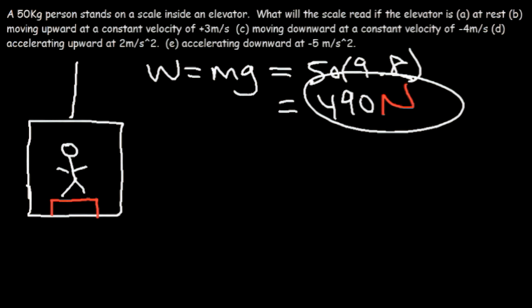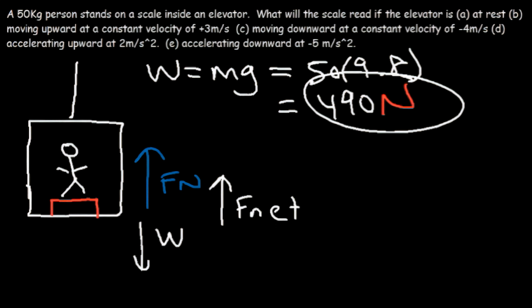The scale is going to read the normal force that it exerts on you. The normal force is an upward force. The weight force is a downward force. So if the elevator is accelerating upward, the normal force has to exert a force to support your weight, plus it has to lift you upward. So it has to be greater than the weight. It takes more effort to support not only the weight of the object, but also to lift it to a higher position. The net force, therefore, is the difference between the normal force and the weight force.